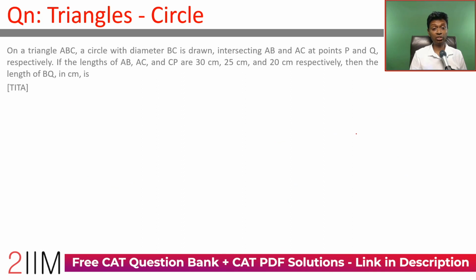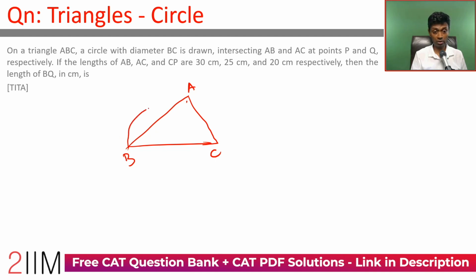On a triangle ABC, a circle with diameter BC is drawn, intersecting AB and AC at points P and Q. Wonderful. So let's say this is BC. It's A here. ABC. We are drawing a circle with diameter BC. Draw a circle like this, then intersecting AB and AC at points P and Q respectively. This is P, this is Q.